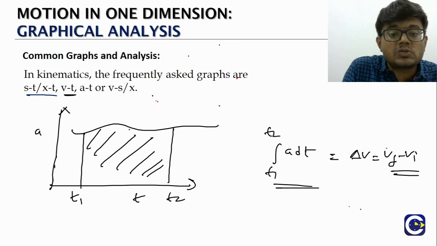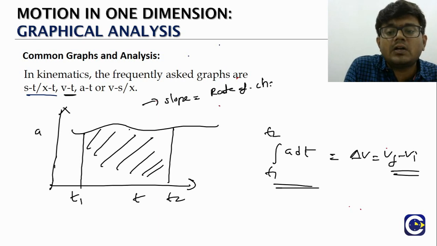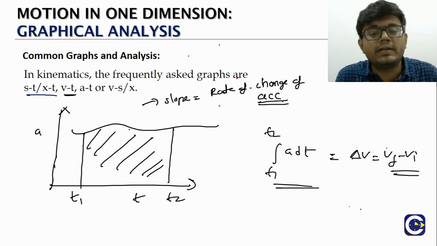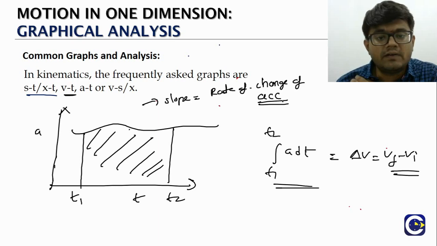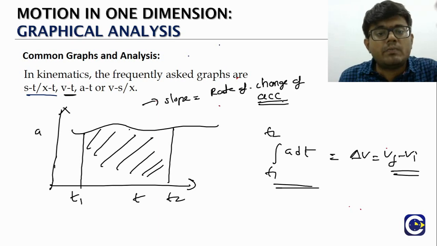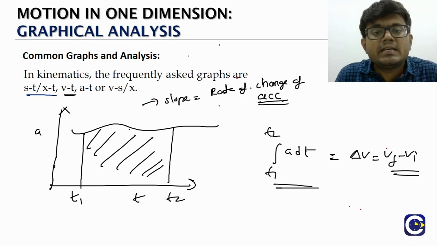Acceleration time graph slope, right? Slope will only tell us the rate of change of acceleration. We can have a slope of the chord, meaning the average rate of change of acceleration. If we take the slope of the tangent, it will give us the instantaneous rate of change of acceleration. So this is about the graphical analysis in terms of position time graph, velocity time graph, and then acceleration time graph.